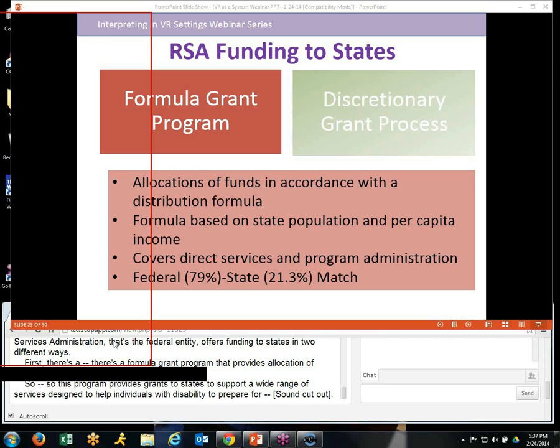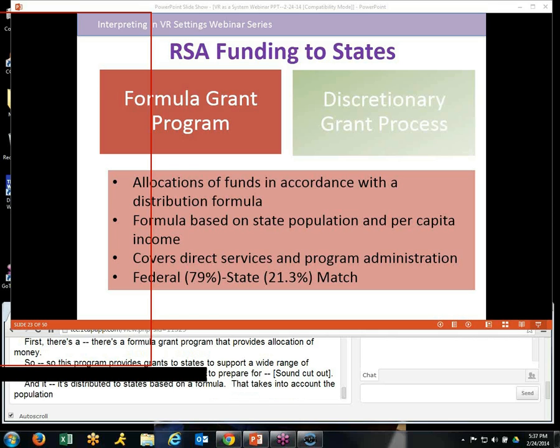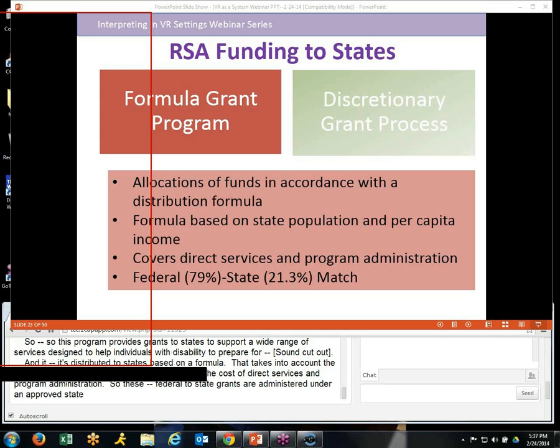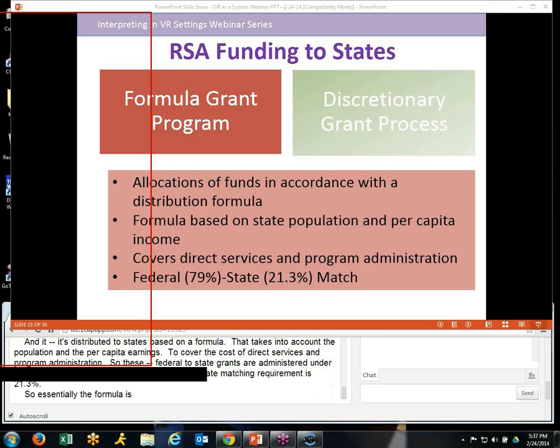And it's distributed to states based on a formula that takes into account the population and the per capita earnings to cover the cost of direct services and program administration. So these federal to state grants are administered under an approved state plan by VR agencies, and the state matching requirement is 21.3%. So essentially, the formula is like 79% of federal funds matched by 21% state funds.